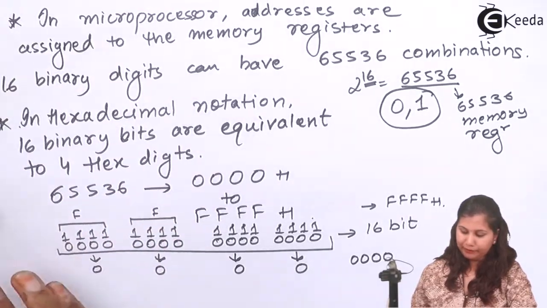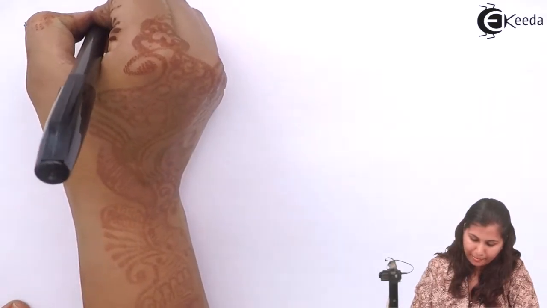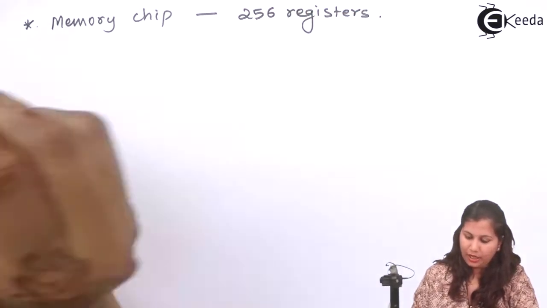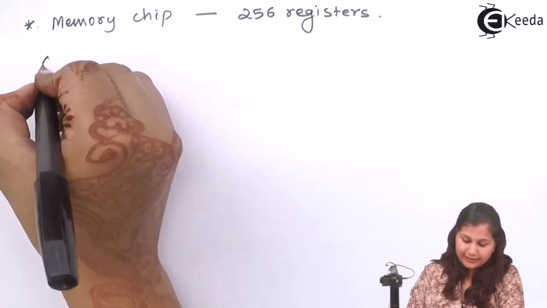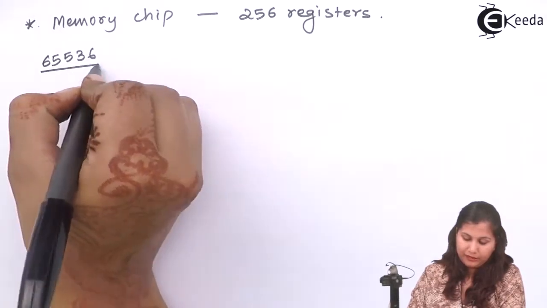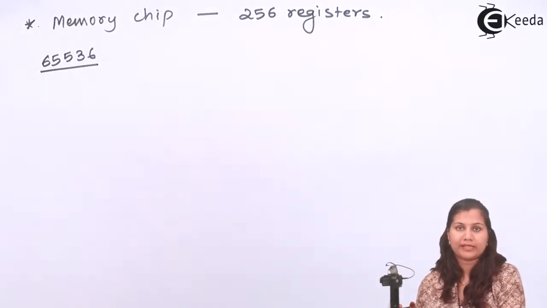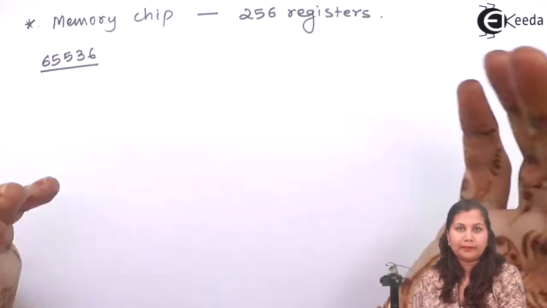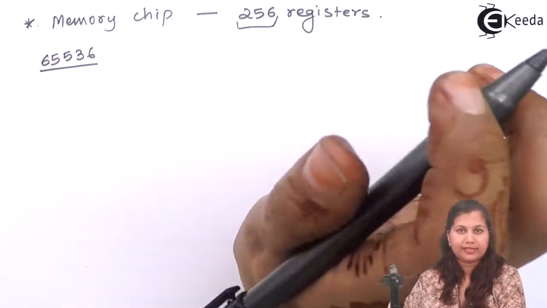Now let's take an example of how this address range is decided. Suppose we have a memory chip which is having 256 registers. We have total registers as 65536, meaning we can point out up to 65536 registers. The microprocessor has the capacity to address this many registers, but the memory chip which we want to connect with the microprocessor has only 256 registers.